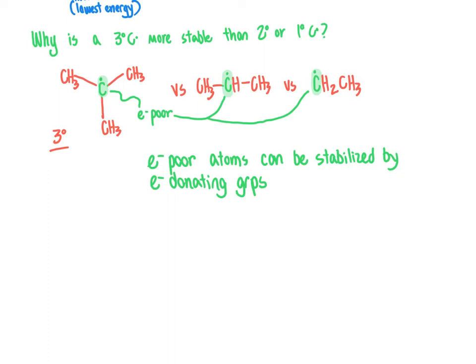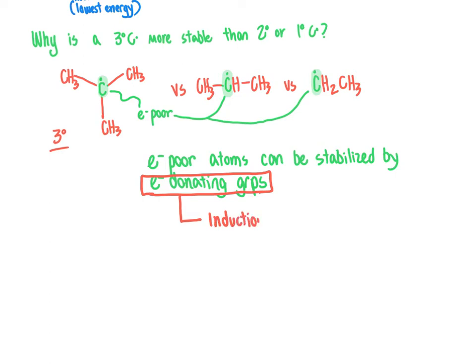So electron-poor atoms can be stabilized by electron-donating groups, because electron-donating groups are going to tend to shuttle electron density away from themselves and push it toward the rest of the molecule. They're going to try to push it toward the electron-poor atom, which really wants and needs that electron density. There are two ways that electrons can be donated that we'll focus on here. The first is induction.